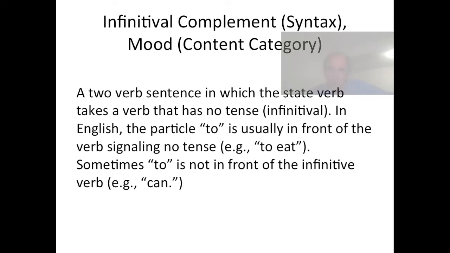Okay, now on to examples and a discussion of two verb sentences. Two verb sentences. Those are, again, sentences that have two verbs in them. We will refer to these as level 4 utterances. They go to level 4 analysis format.